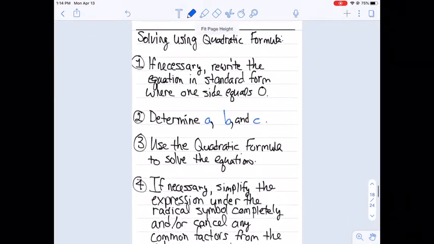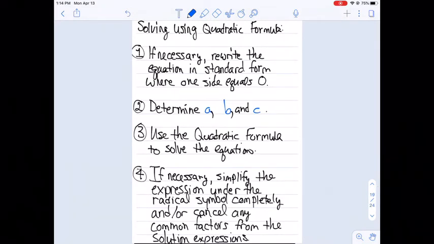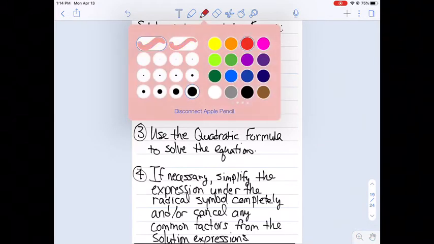So as we talked about, I'm going to put them all on the same page so we can see them all. Okay, there we go. You need to rewrite the equation in standard form where one side is 0, just like it was at the beginning. We've got to find the values of a, b, and c. So let me highlight these as we go through them.